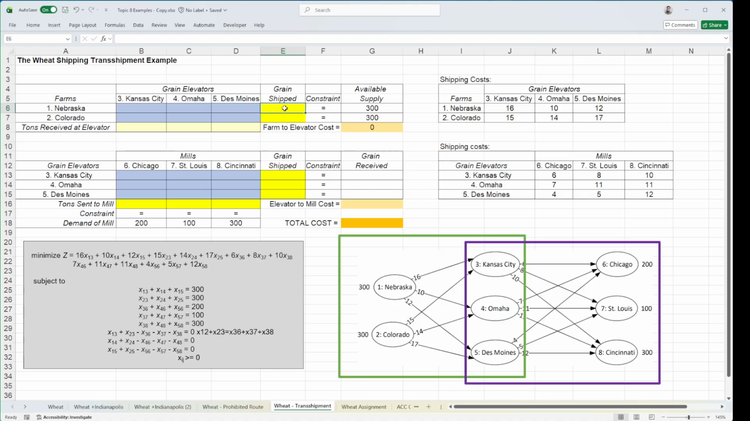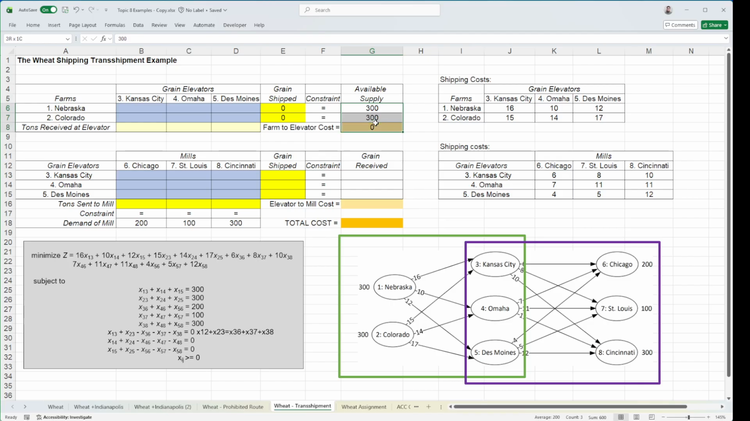And then we have those yellow cells. These 2 yellow cells in column E should calculate the total grain shipped out of the 2 farms from Nebraska and Colorado. So again, we're going to do a sum over the variables associated with the outgoing arcs in the network. In terms of the spreadsheet, it would just be the 3 blue cells on the left of the yellow cell. Same thing for this.